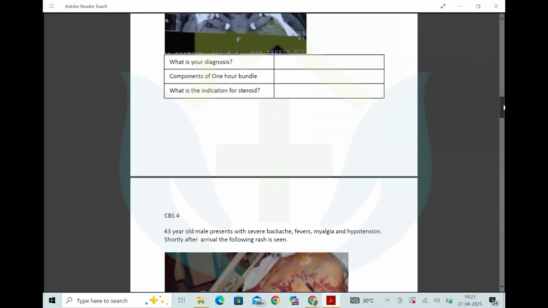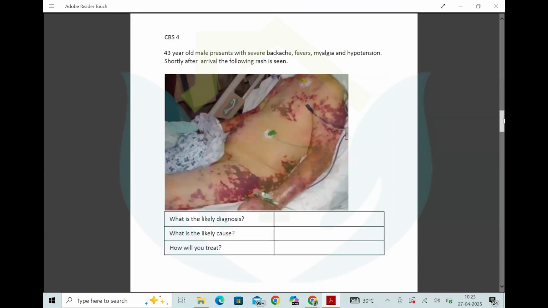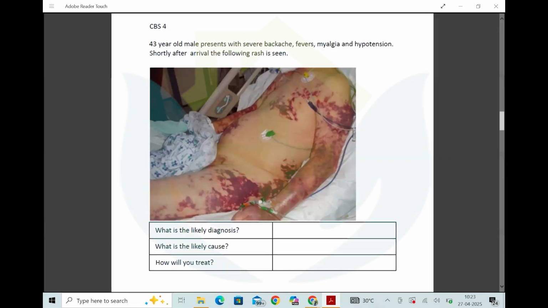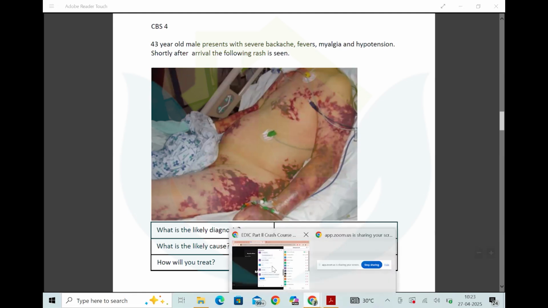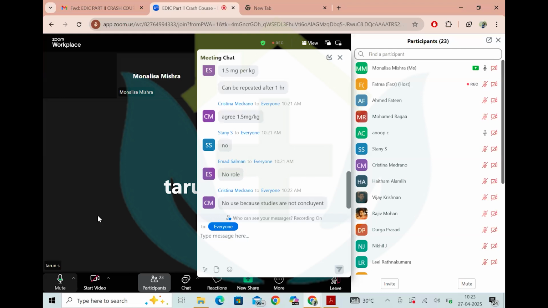Okay, so now we'll go to the next case. A 43-year-old male patient is having severe backache, fever, myalgia, hypotension. Shortly after arrival, this kind of rash is seen. Have a look and let me know what it is. Purpura fulminans. Okay. So where do you see purpura fulminans?